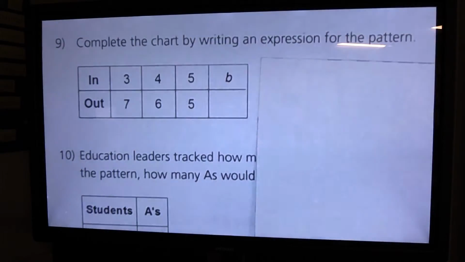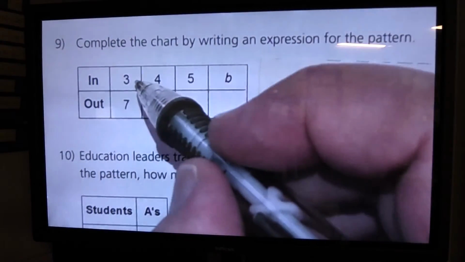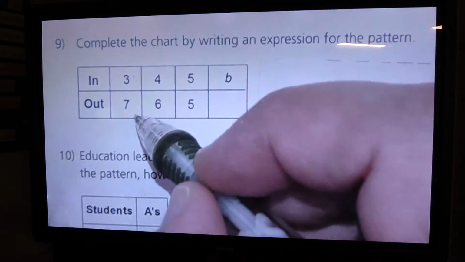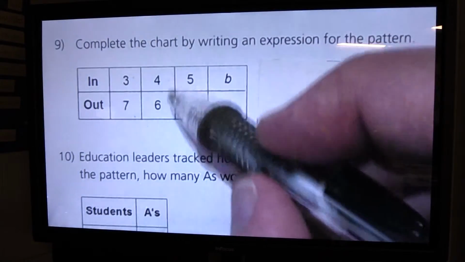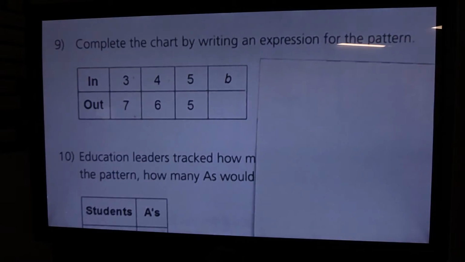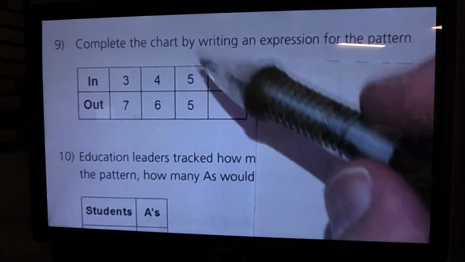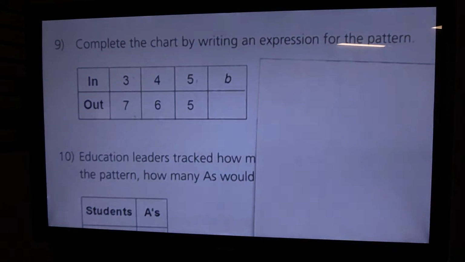I want to point something out to you, children. If you have 3 and 7 and add those two together, what do you get? 10. What do you get if you take 4 and 6 and add them together? 10. What do you get when you go 5 plus 5? 10. So I see a relationship where every time I add my in data with an out data, I get a sum of 10.